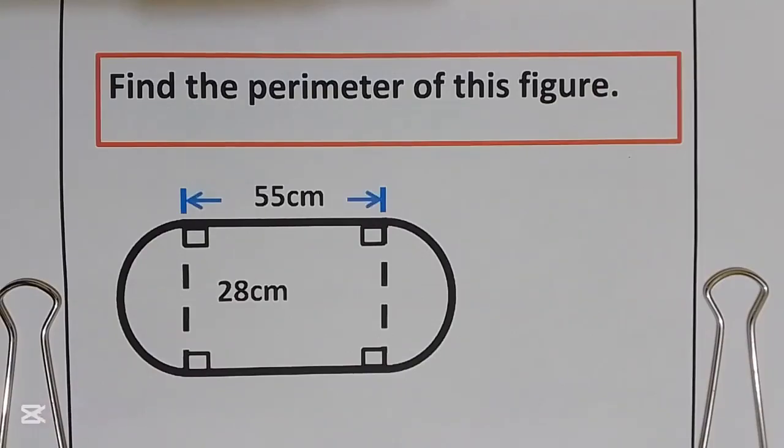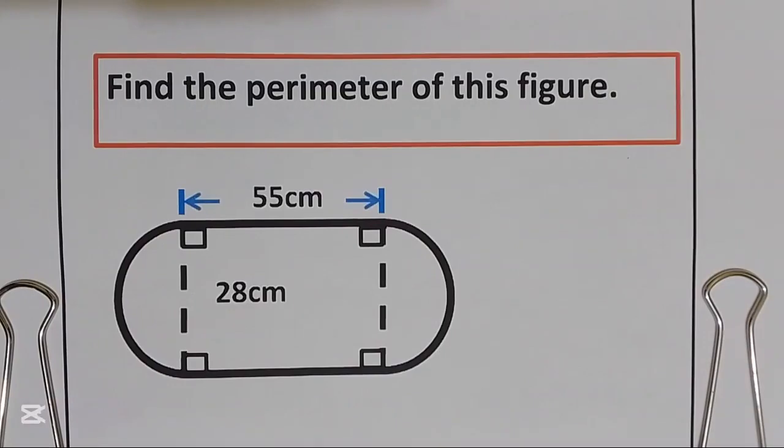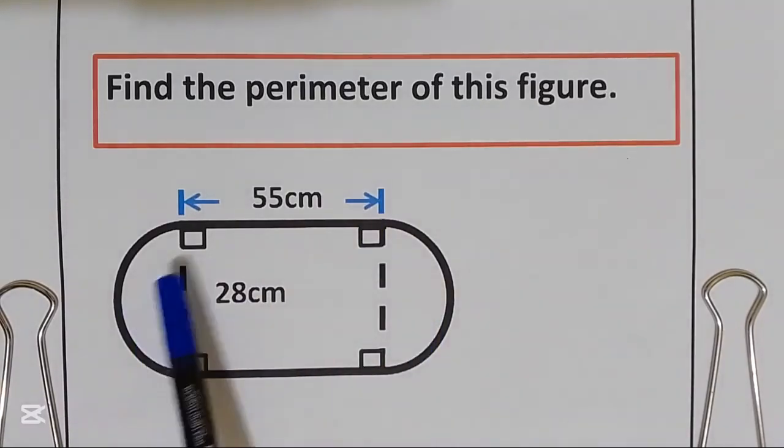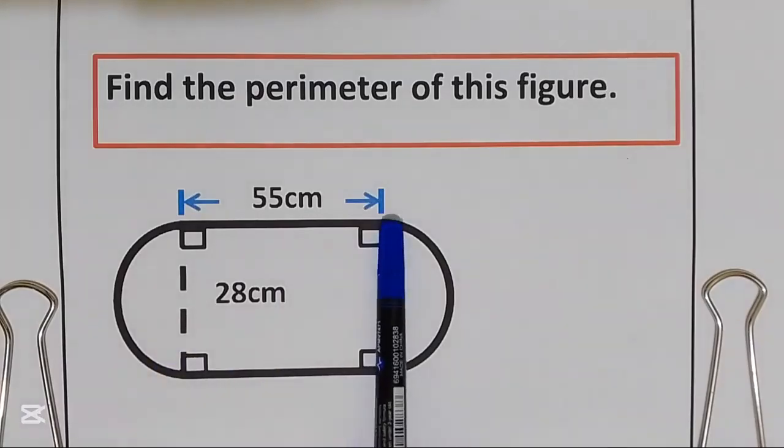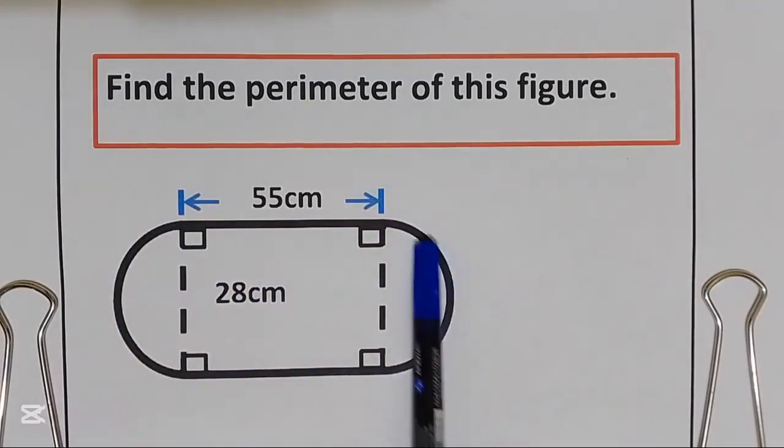Today we are going to cover perimeter. By definition, perimeter is the total distance covered around the figure. Here we have a combined figure that is made by two semicircles and a rectangle in the middle. We need to find the perimeter, that is the distance around this figure.